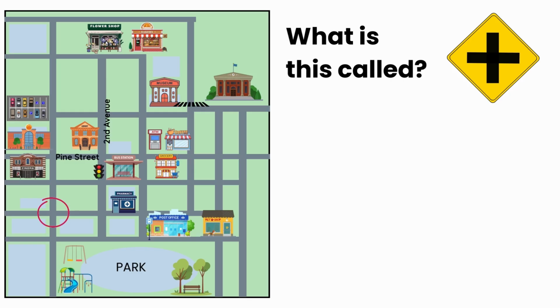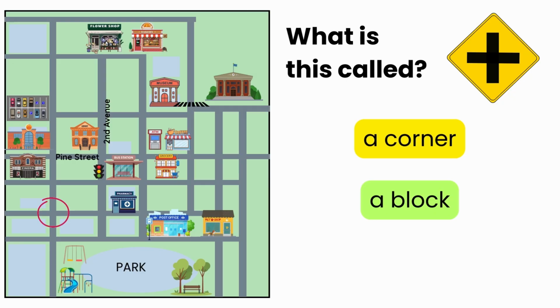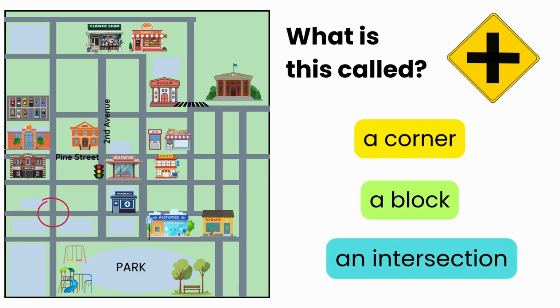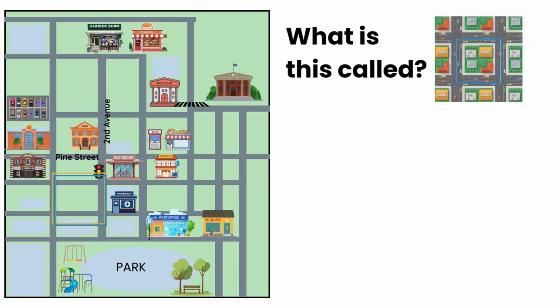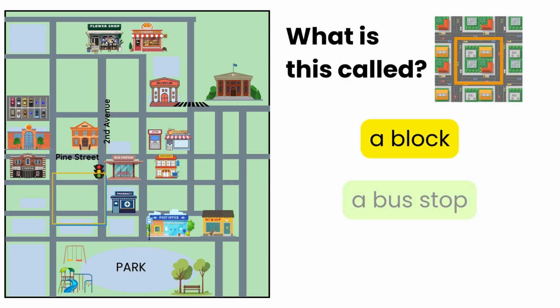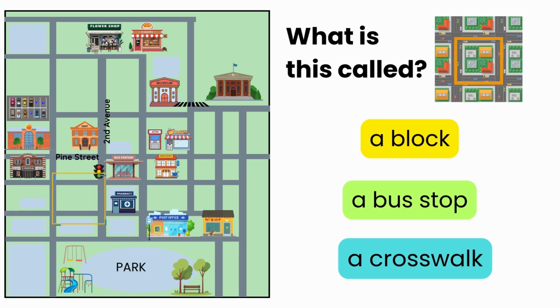What is this called? A corner, a block, an intersection. It's an intersection. What is this called? A block, a bus stop, a crosswalk. It's a block.